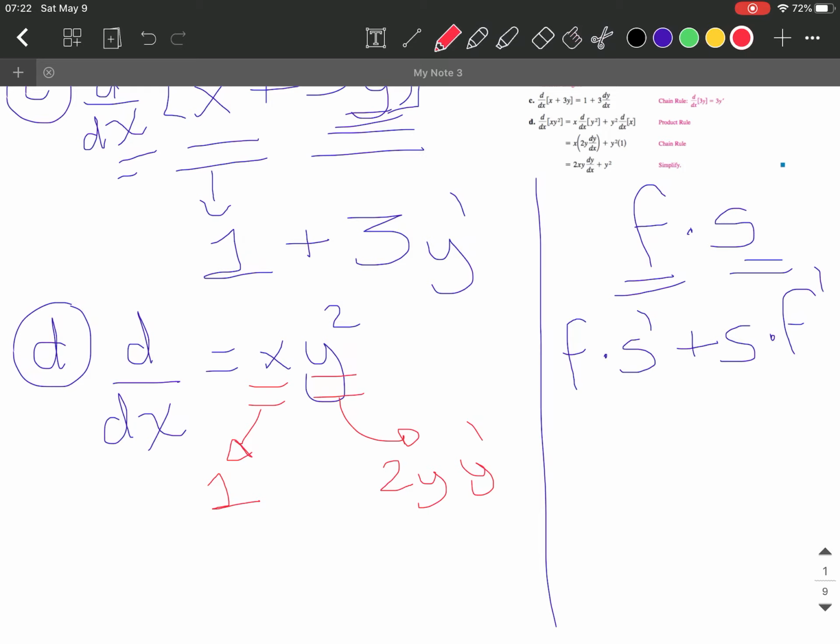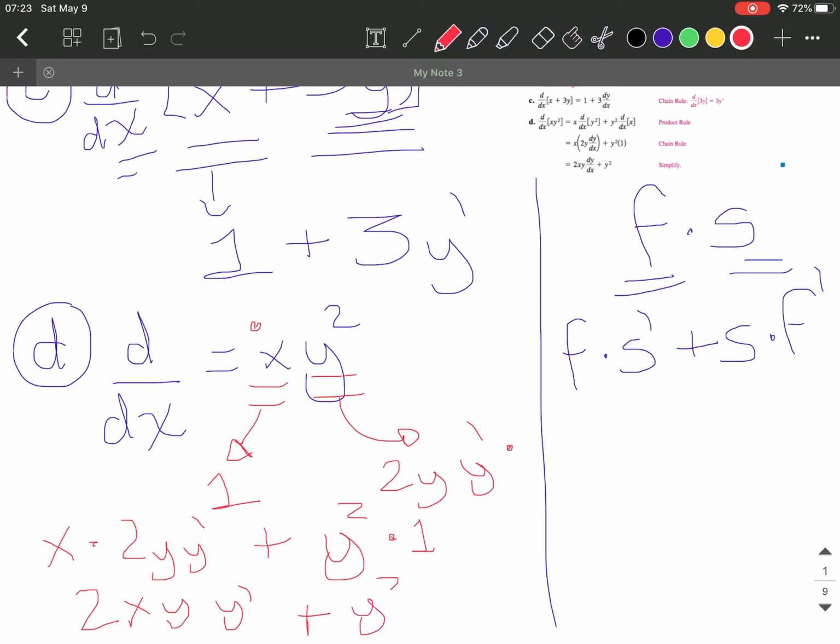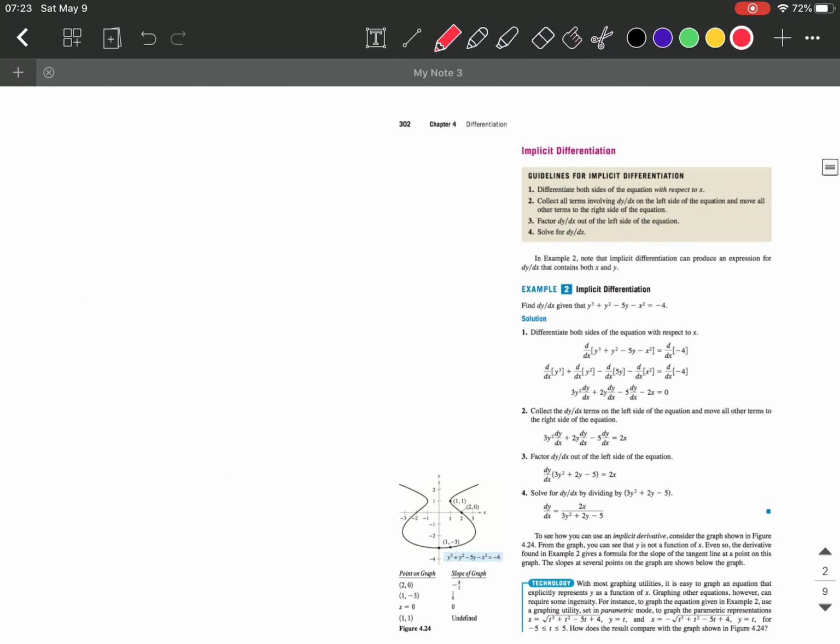Okay, so now the first times the derivative of the second, so that's x times 2y y prime, plus the second times the derivative of the first. And then you just have to simplify that as 2xy y prime plus y squared. And that would be your answer right there. Okay, so those are very easy examples of implicit differentiation. Let's start working our way up.